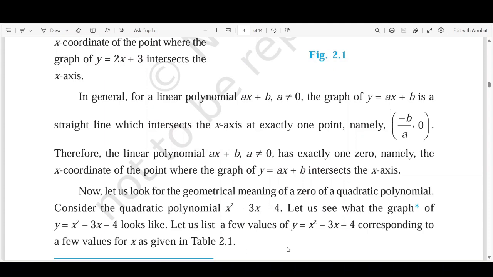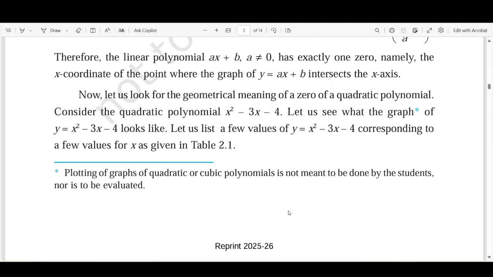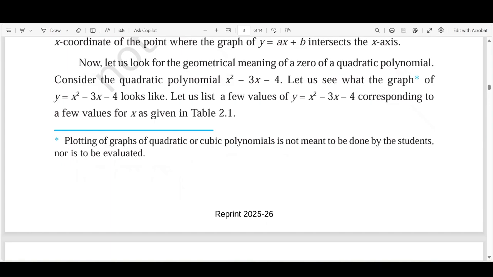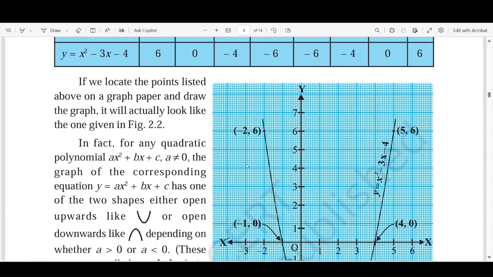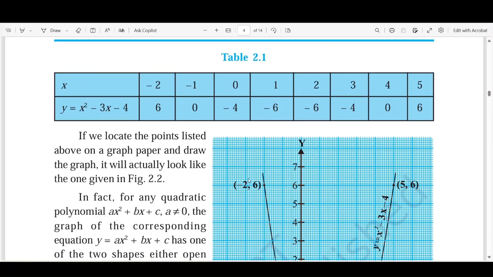Next, we will discuss the geometrical representation of the zeros of quadratic polynomials. So here they have considered a quadratic polynomial, say x square minus 3x minus 4. The graphical representation of a quadratic polynomial will be a parabola. So here they have given the graphical representation of the quadratic polynomial.